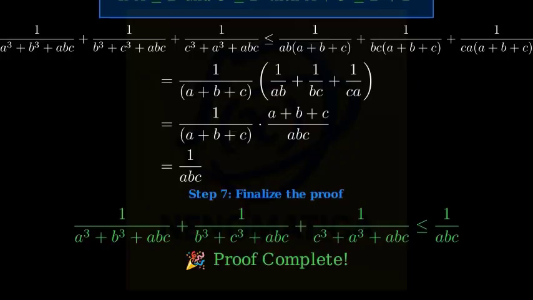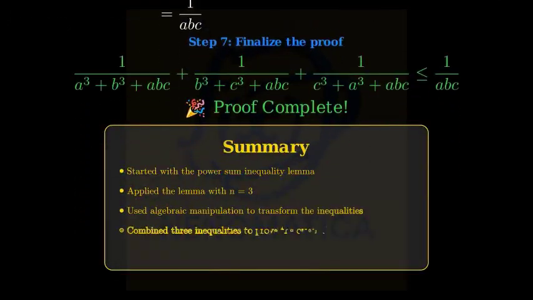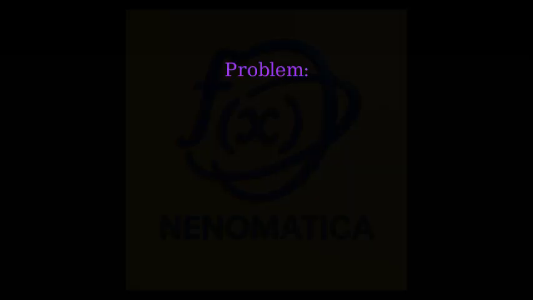The sum of 1 over a cubed plus b cubed plus abc plus 1 over b cubed plus c cubed plus abc plus 1 over c cubed plus a cubed plus abc is less than or equal to 1 over abc. And that completes our proof. Let's summarize what we've learned in this proof. Let's start with our problem. We need to prove the following inequality.